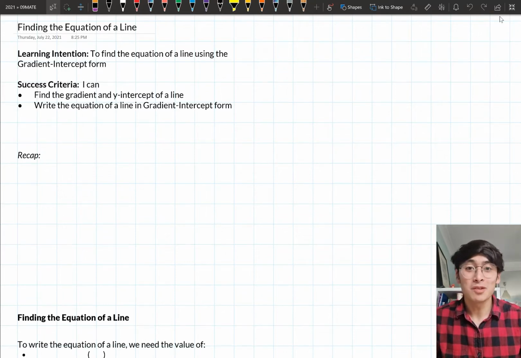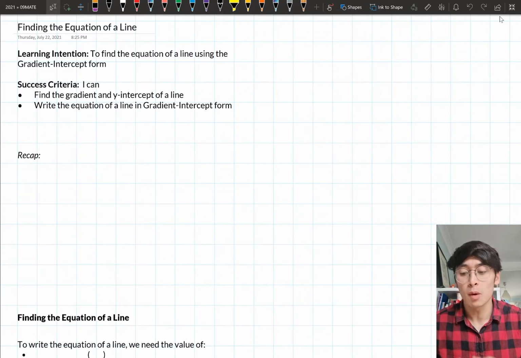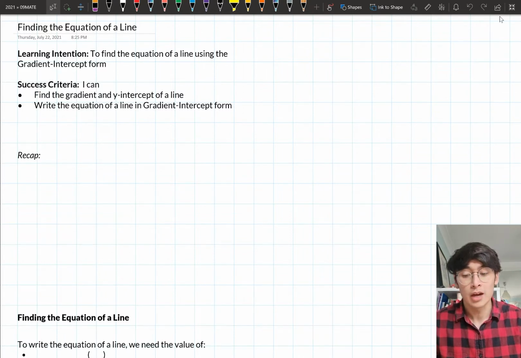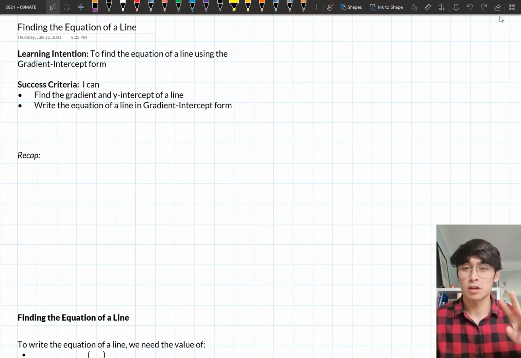In this video we're continuing with our topic of linear relationships, and what we are doing today is looking at finding the equation of a line. By the end of today's lesson, there's two things we want to be able to do. We want to be able to find the gradient and y-intercept of a line, and also write the equation of a line in the gradient-intercept form. That's the two things we're going to do.